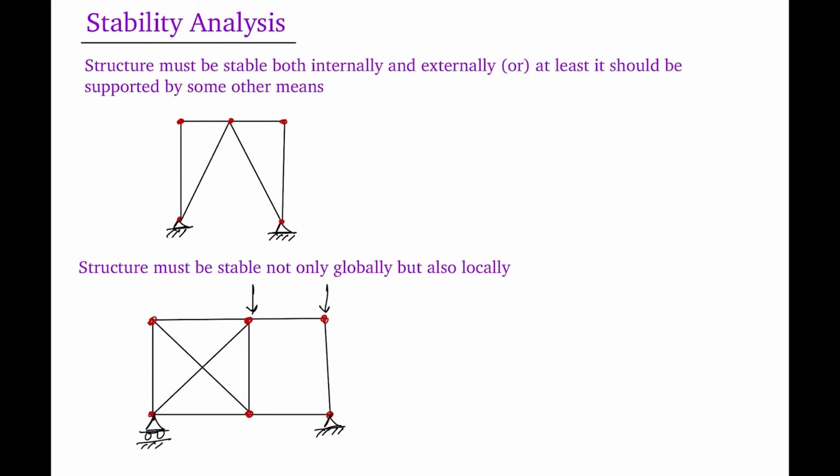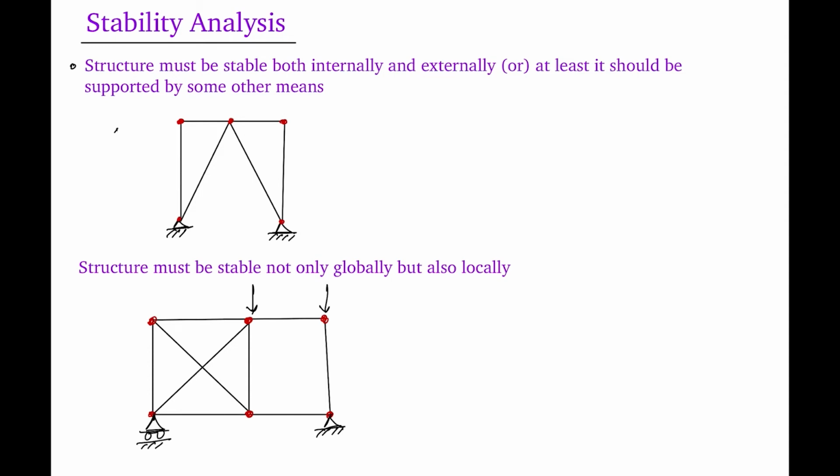In this video we will cover 4 points with examples: when you can say a structure is stable, and when you think it will become unstable, how we calculate it. So the first point says the structure must be stable both internally and externally, or at least it should be supported by some other means. So what do you mean by this?